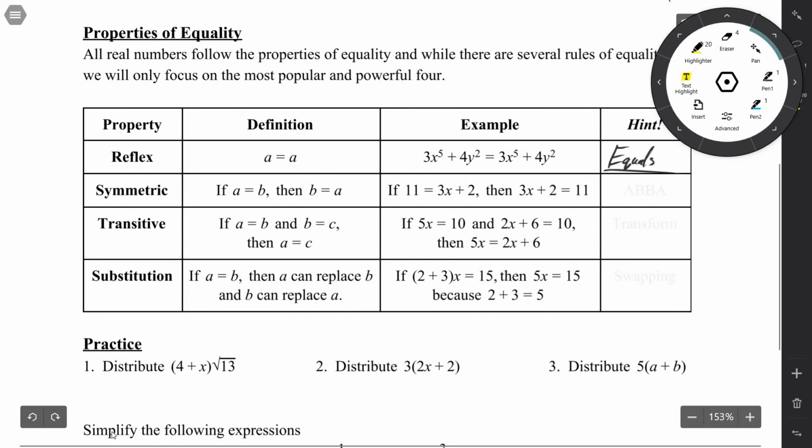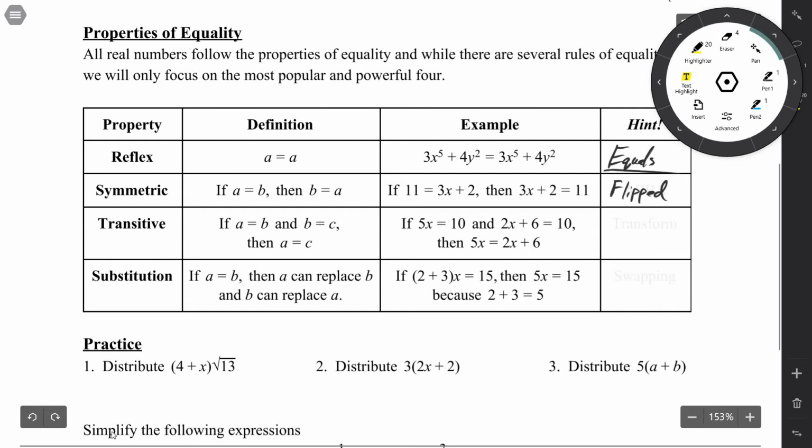The symmetric property states that if some number equals another number, then that other number equals the first number. We're getting kind of weirdly specific here, but it's just like flipping things around. So if 11 equals 3x plus 2, then 3x plus 2 equals 11. And that's the symmetric property. I like to think of this as flipped, or ABA, AB, BA. That's just because if A equals B, then B equals A, and ABA was that wonderful group from quite a while ago.